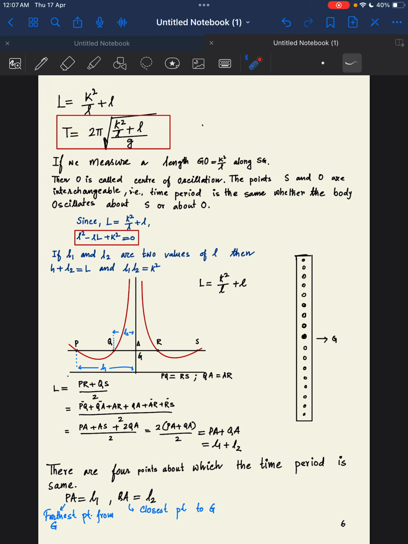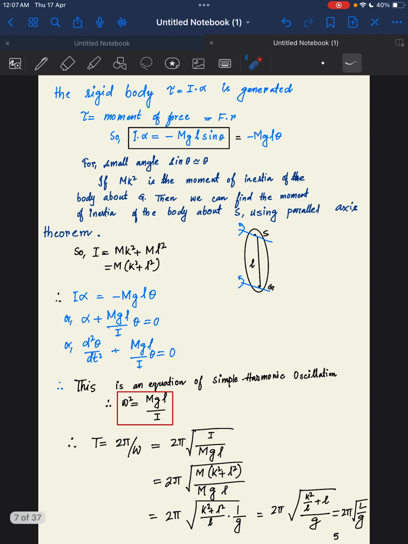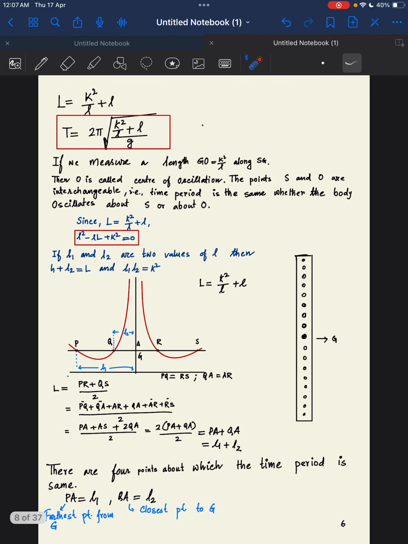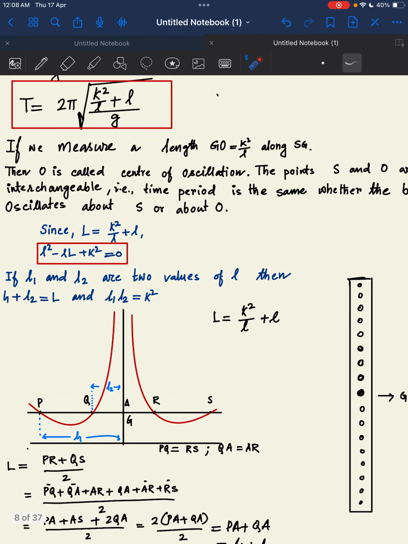And we can find this value of L exactly, without any approximation like in the simple pendulum. Let's say we measure a length GO. Look at this graph. This is your GO, this distance. This distance is nothing but k square by l along the SG line. Then O is called the center of oscillation.